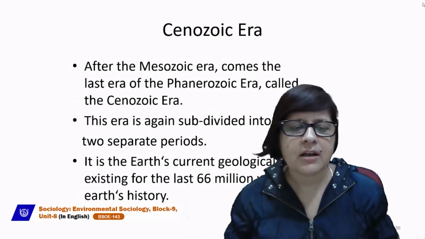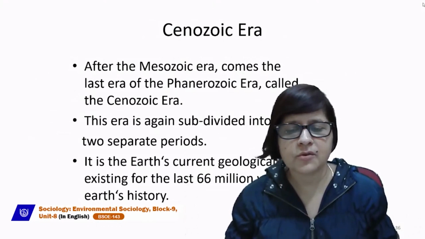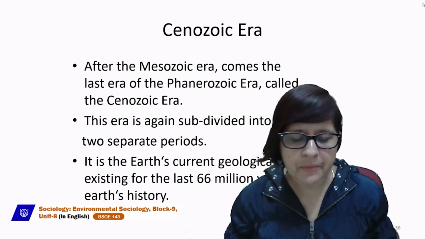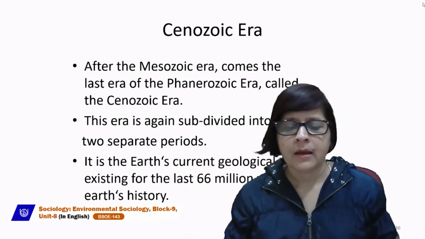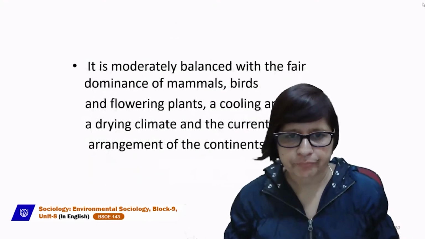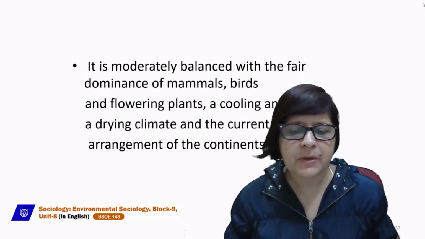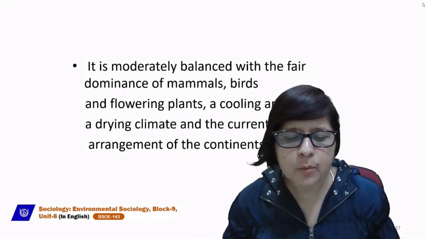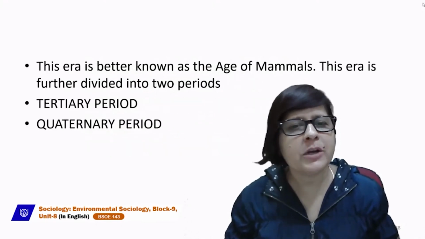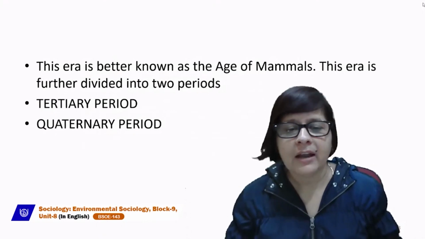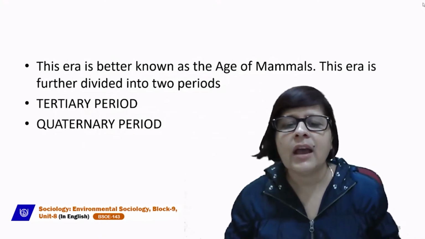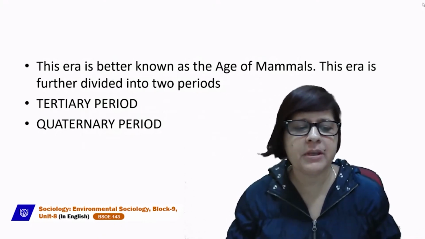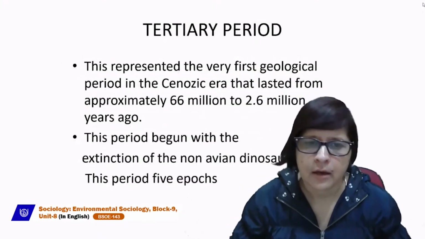After the Mesozoic era comes the last era of the Phanerozoic eon, called the Cenozoic era. This era is again subdivided into two separate periods. During this era, there are flowering plants, a cooling and drying climate, and the current arrangement of the continents. Now this era is known as the age of mammals, and this is further divided into two periods: the Tertiary period and the Quaternary period.